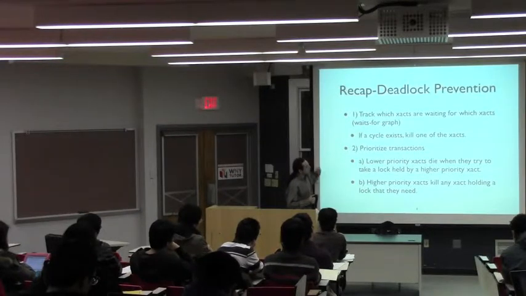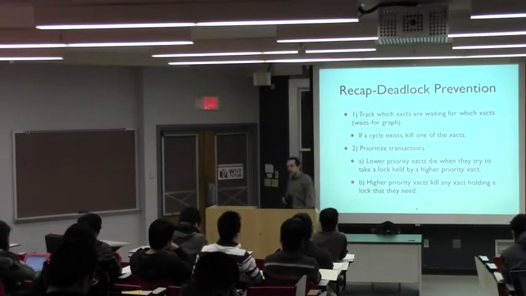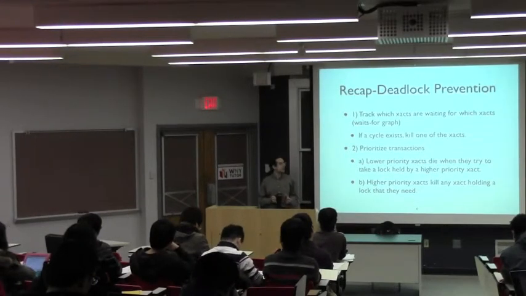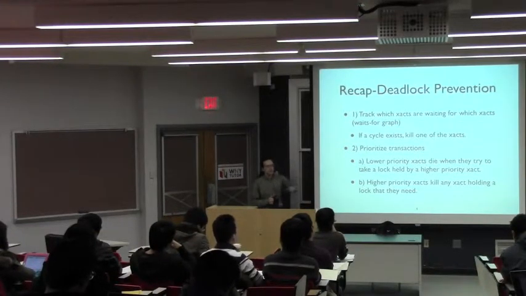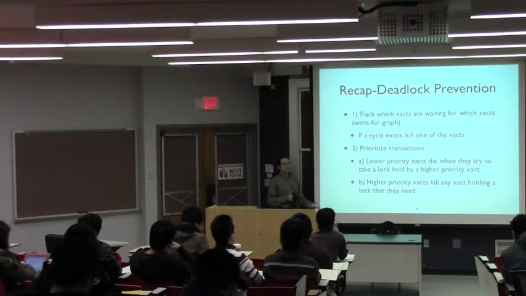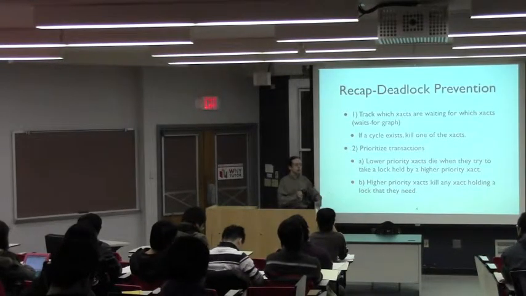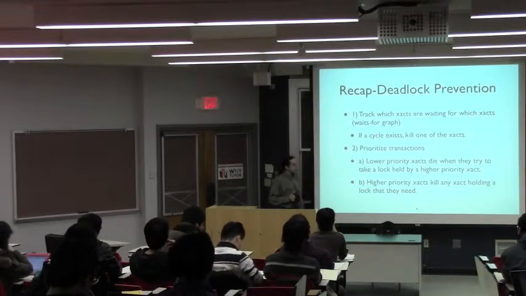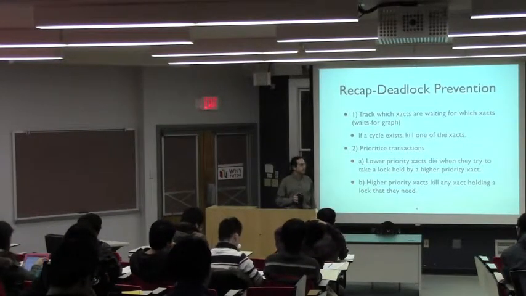So the two approaches to that are either to keep track of which transactions are waiting for which other transactions, using what we call a wait-for graph, and periodically check that graph to see if there is one of these cyclical dependencies in it. And if that's the case, we kill one of the transactions involved in the cycle and proceed on.